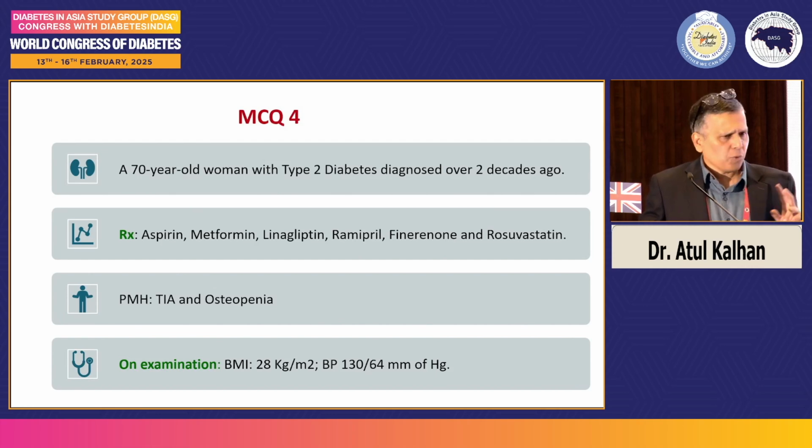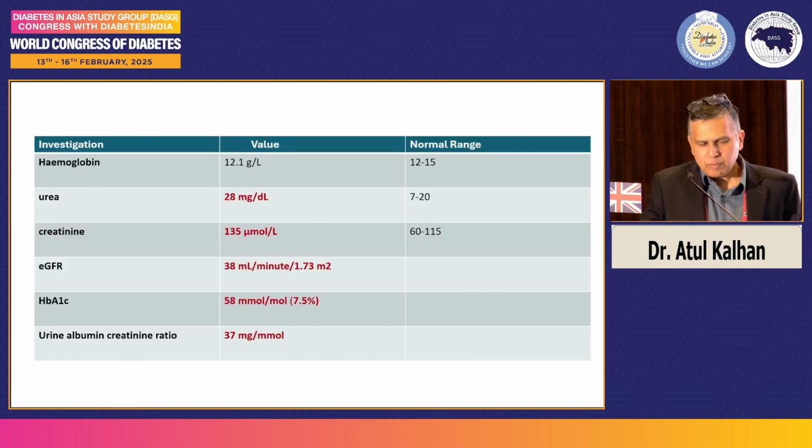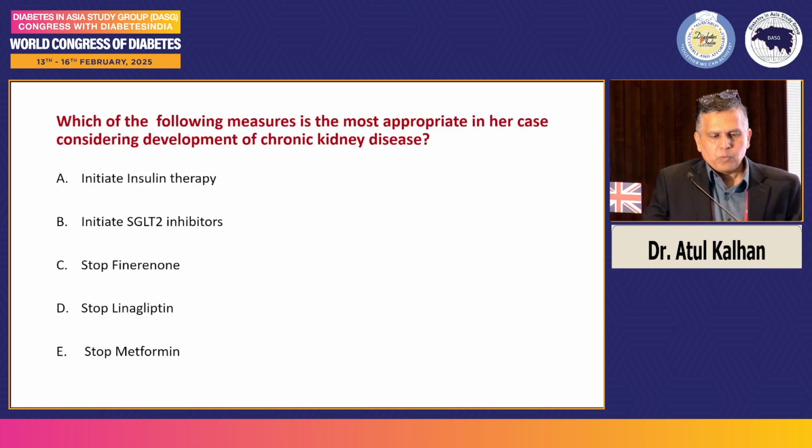Fourth question. I've got only 2 left and I've got 2 minutes, right? A 70-year-old on a whole cocktail of medication: ACE inhibitor, DPP-4 inhibitor, metformin, aspirin, aldosterone antagonist, non-steroidal, and a statin, with TIA and osteopenia. These are the blood test results. So this patient has diabetic nephropathy, and which of the following is the most appropriate in her case considering development of chronic kidney disease?